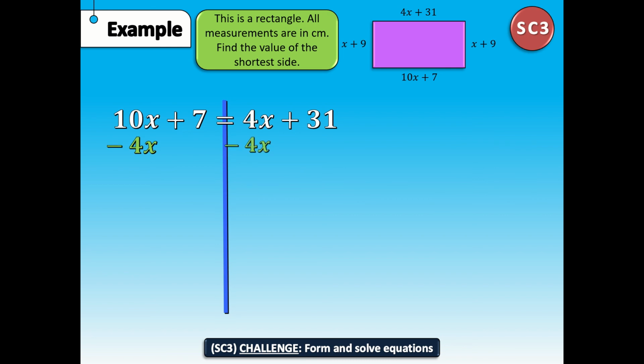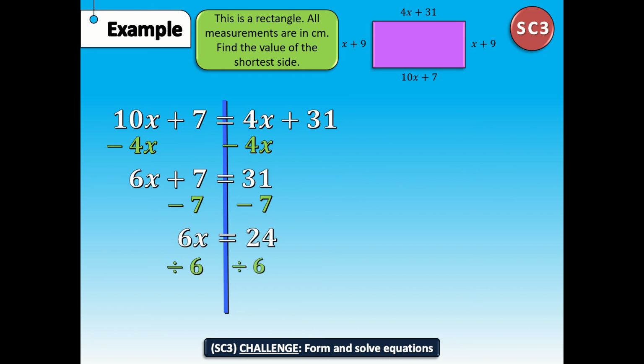And we take 4x off both sides. So we get 6x plus 7 equals 31. Then we take 7 off both sides. So 6x equals 24. Then we divide both sides by 6. So x equals 4. Now we need to make sure we answer the question because we're asked for the value of the shortest side.